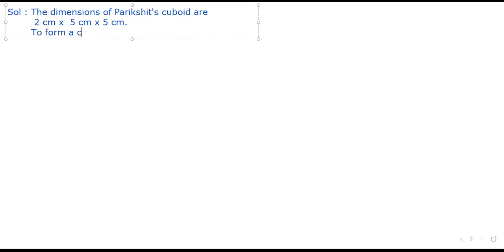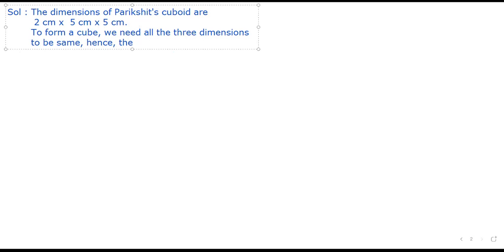The dimensions of Parikshit's cuboid are 2 centimeter by 5 centimeter by 5 centimeter. To form a cube, we need all the 3 dimensions to be the same. Hence, the multiples must be in triplets.